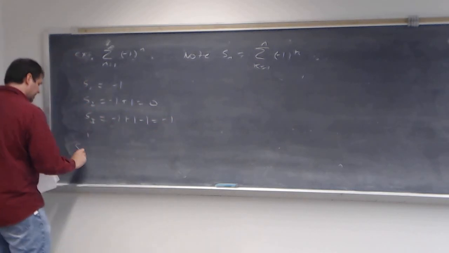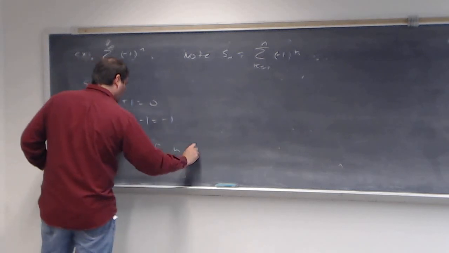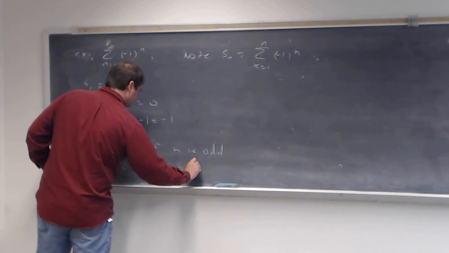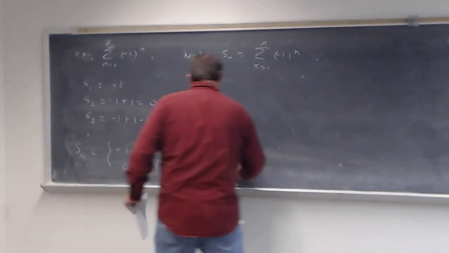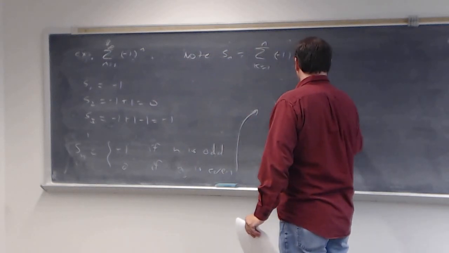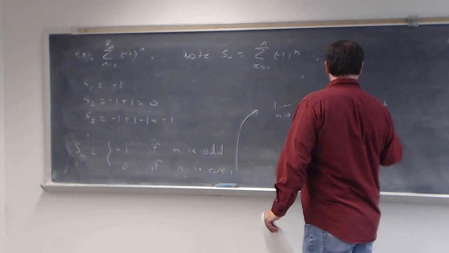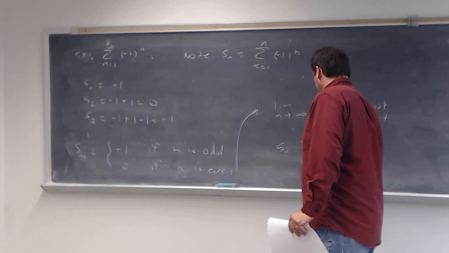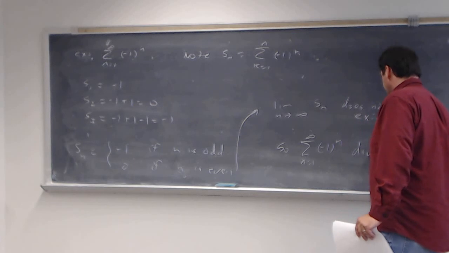In general, we have s sub n is going to be equal to minus 1 if n is odd, and 0 if n is even. And the limit as n goes to infinity of s of n does not exist. And so that says the sum as n runs from 1 to infinity of minus 1 to the n diverges.